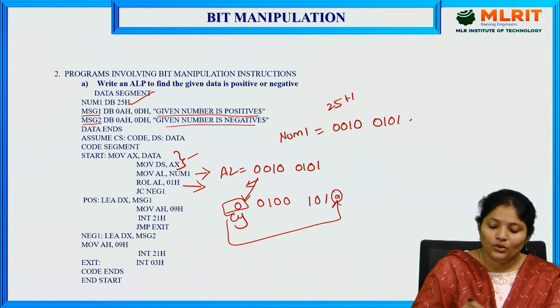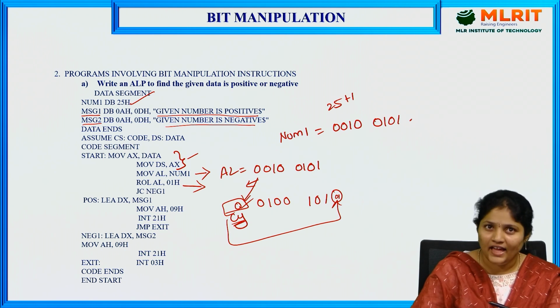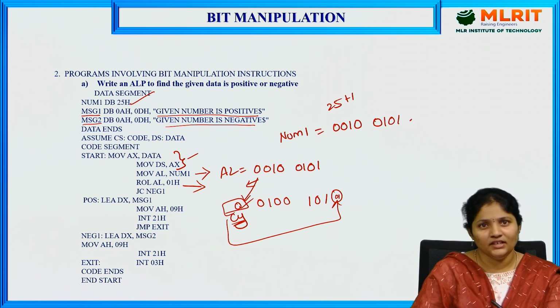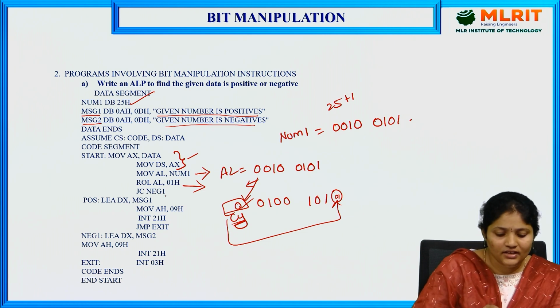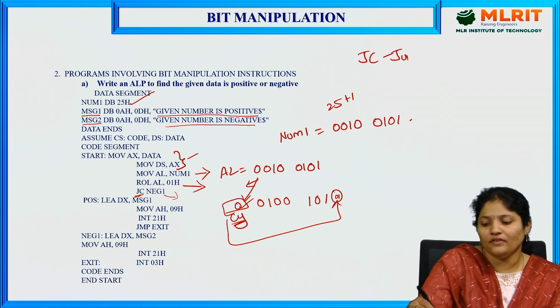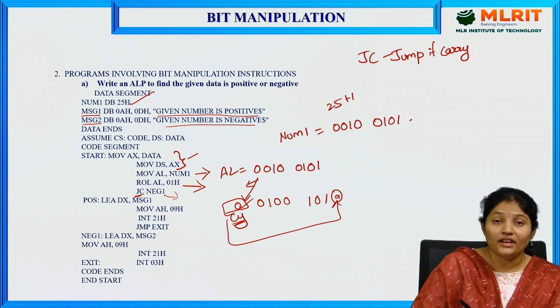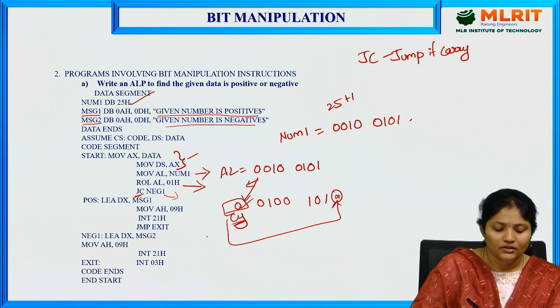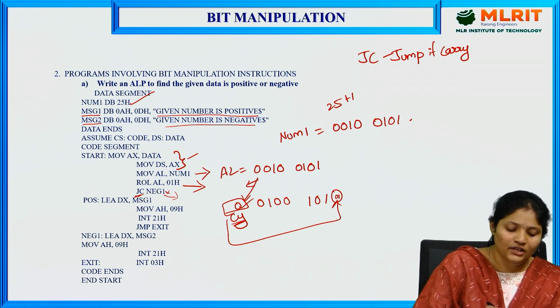Now you can check: if the carry is 0, we can say that it is a positive number. If the carry is 1, we can say that it is a negative number. Here in this particular case, it is 0. The next instruction is JC, jump if carry. It will check the carry bit. Is there a 1? No, carry is not there, it is 0, so it will neglect this jump instruction and go to the next instruction.